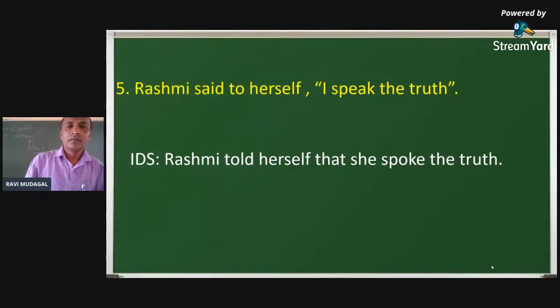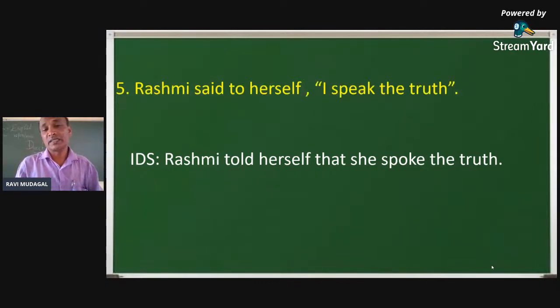Now we can take a look at the direct speech. Rashmi said to herself, "I speak the truth." Here, "Rashmi said to herself" is one sentence, and "I speak the truth" is another sentence. We find two sentences in direct speech. When it comes to indirect speech, we have to combine the two sentences into one sentence.